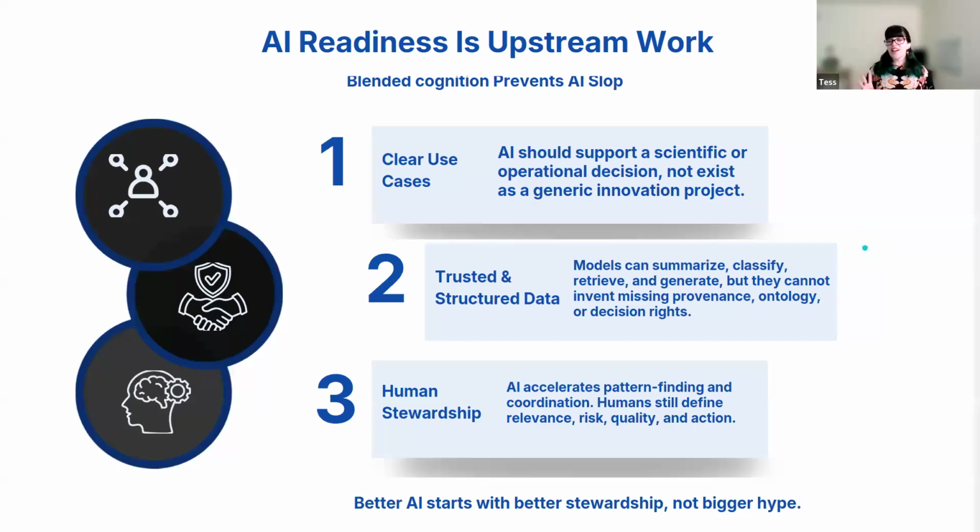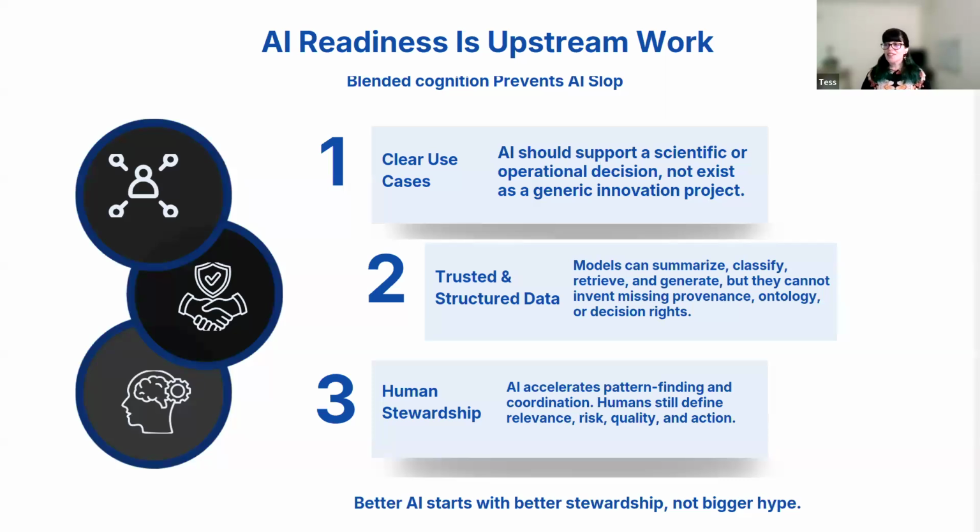So this is my one slide on AI readiness. AI readiness is really upstream work. You need to have clear use cases. So identify the problem first and then move into the methods that might be used. And AI doesn't solve every problem, but it can solve a lot of problems these days.